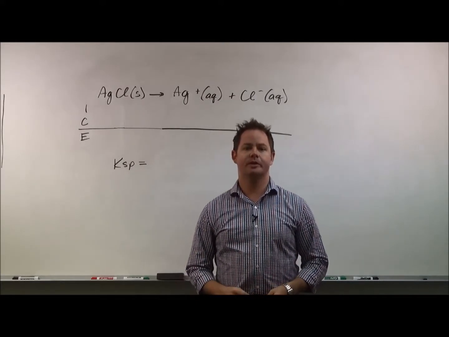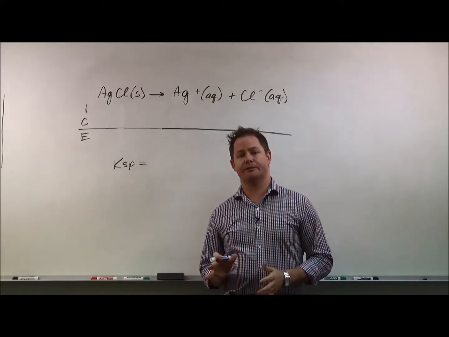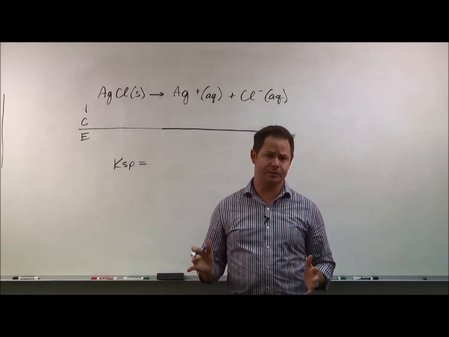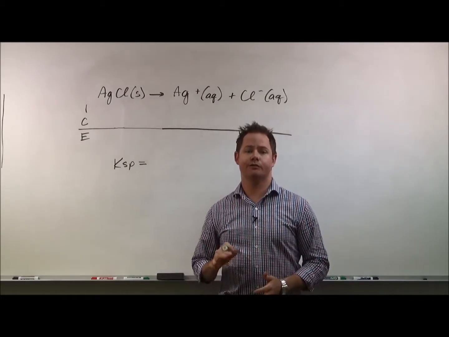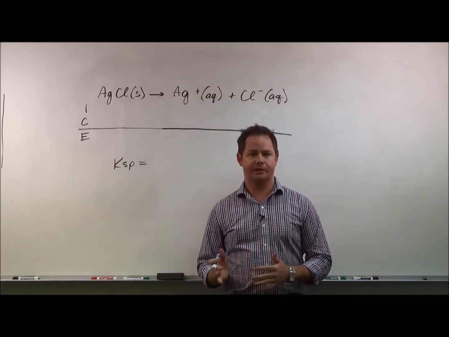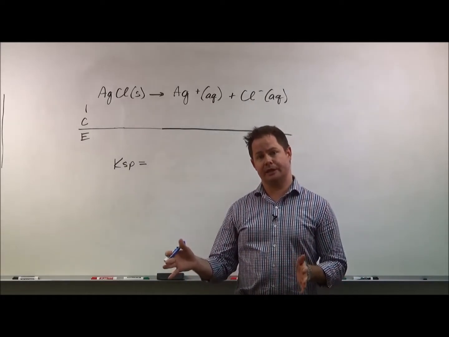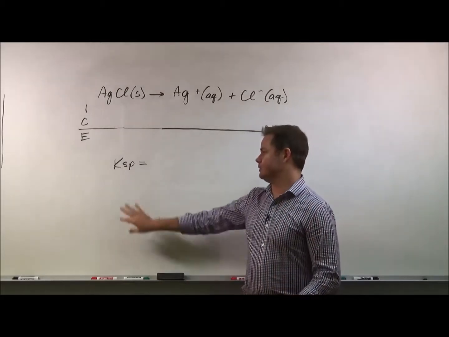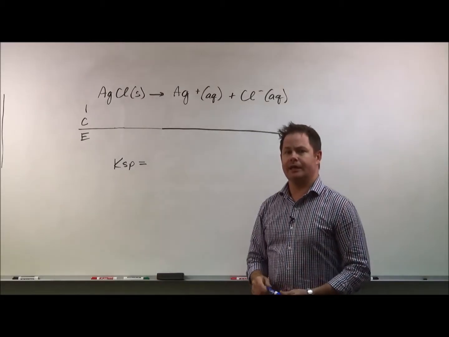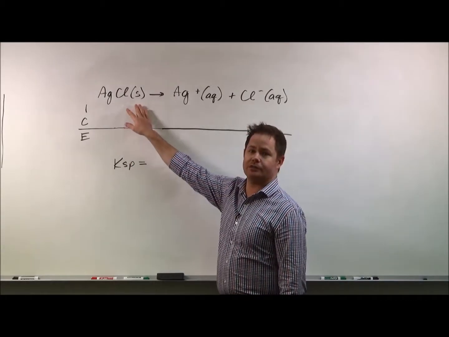KSP is your solubility product constant, and it's going to work just the same as your equilibrium constant. So if you haven't yet seen equilibrium, or you don't know how to come up with the expression for your equilibrium constant from a chemical reaction, then you want to take a step back and make sure that you learn equilibrium constant K first. If you're comfortable with that, we're now going to take a look at your solubility product constant. And that's essentially going to be your equilibrium constant for the dissociation of a solid in solution.